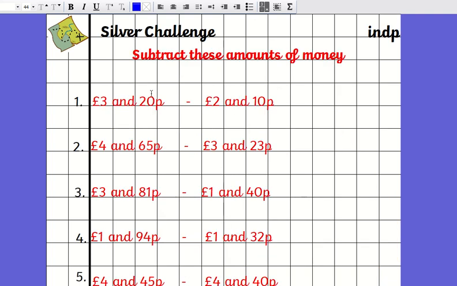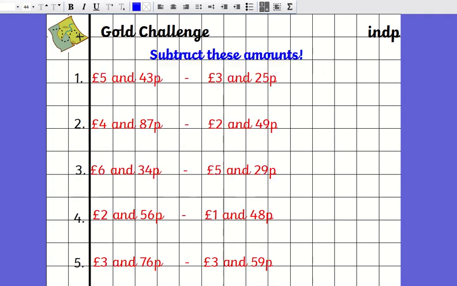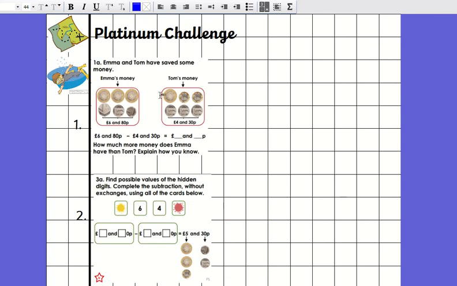Silver, I want you to subtract these amounts of money here. So you've got 5 that you need to subtract. The same with gold. Okay, just subtract those amounts of money for me. And then platinum, you've got 2 really tricky questions.